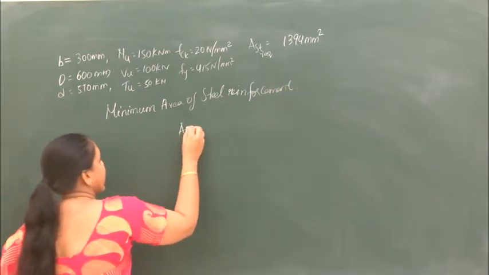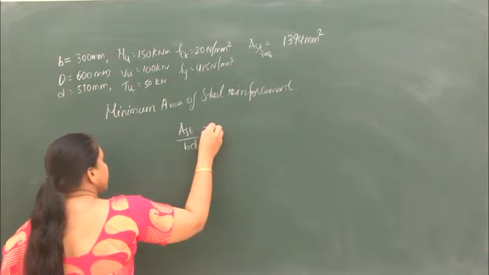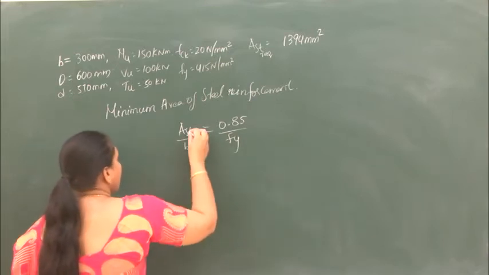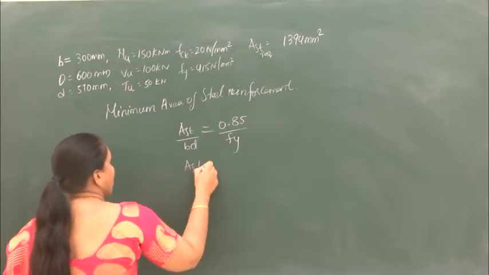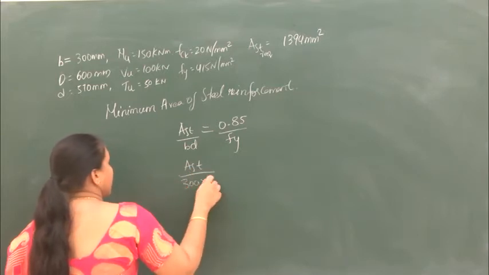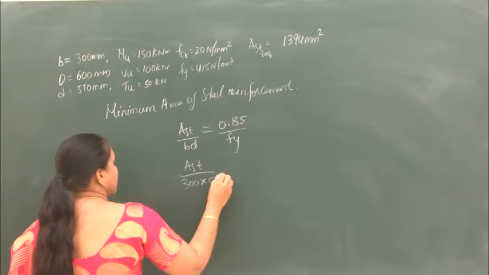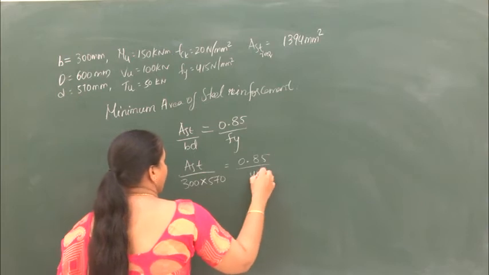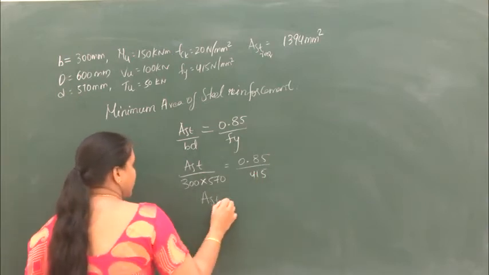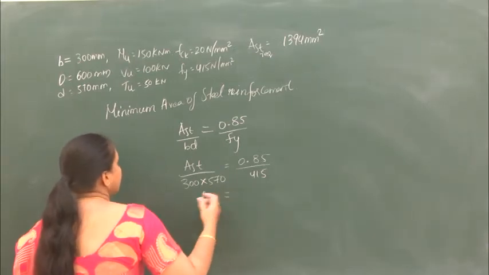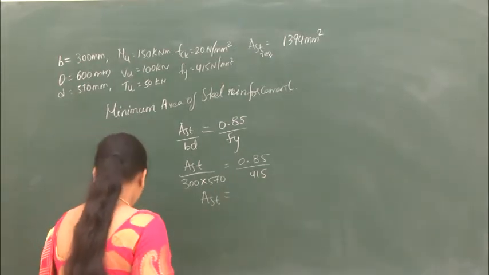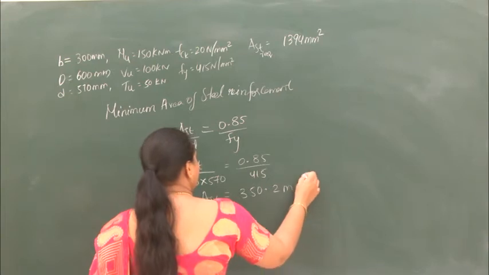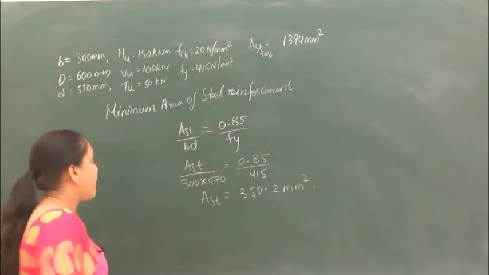What is the formula for this? It is AST by bd is equal to 0.85 by fy. We already know the value of b, which is 300, and the value of d, which is 570, is equal to 0.85 by 415. So from this we will get a value of AST, that is the minimum area of steel reinforcement, which is 350.2 mm square.